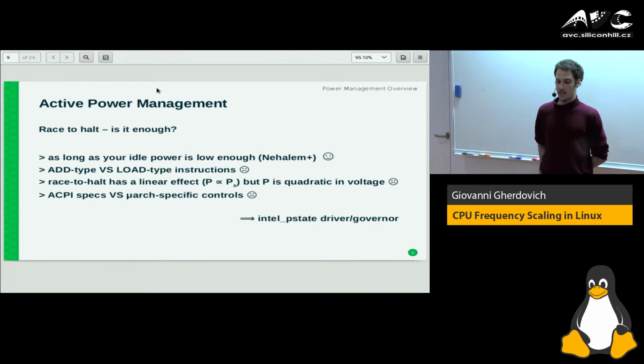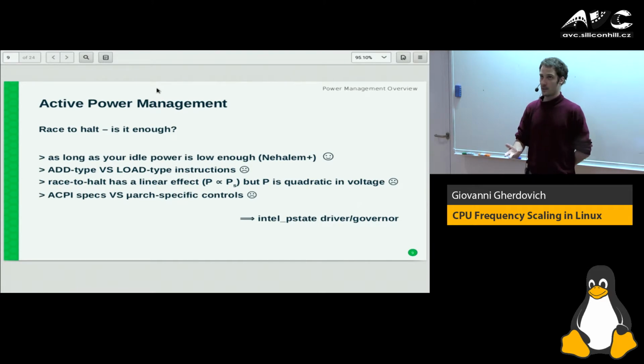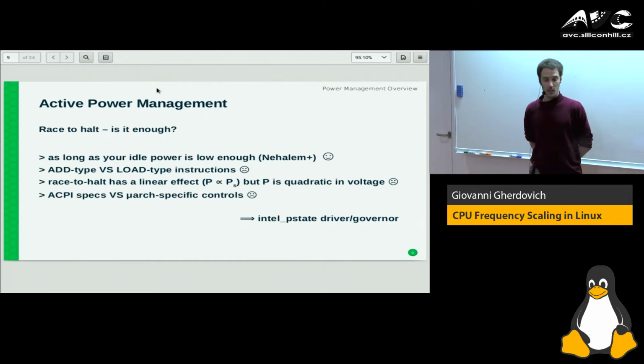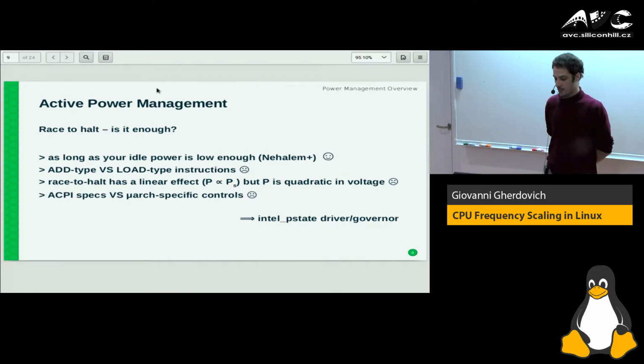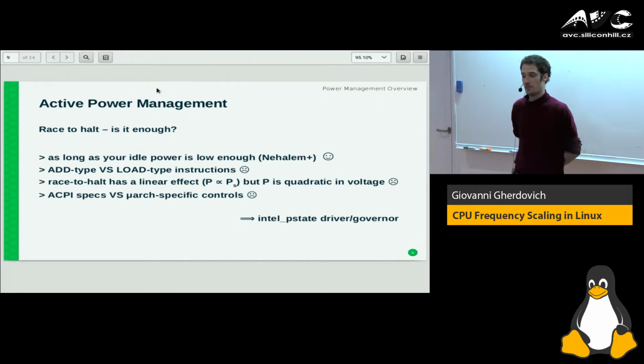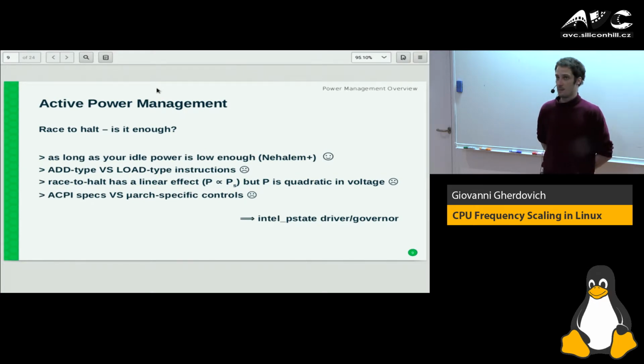These are some arguments and counter-arguments for racing to halt. So your idle power needs to be really low, and this happens since recent processors. Then there is another consideration, which is that instructions such as reading from memory will not execute faster when you increase the frequency of the CPU, because the memory does not get faster. So they will run at the same time. So your race to halt is not going fast.